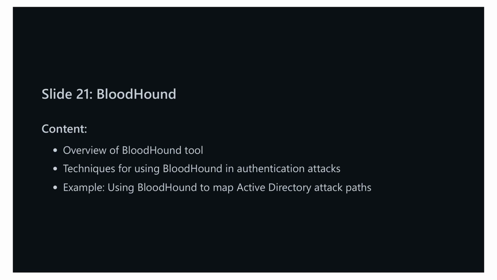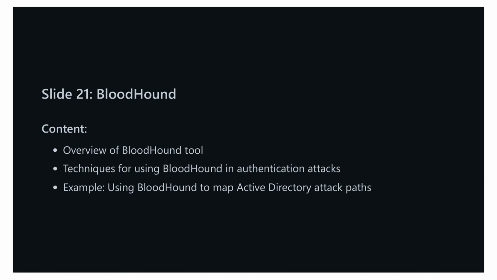This slide will provide an overview of Bloodhound, highlighting its capabilities and techniques for employing this tool effectively in authentication attacks. Bloodhound is primarily used for mapping out and visualizing relationships within an AD environment. This makes it an excellent tool for identifying attack paths and potential vulnerabilities that an attacker might exploit. Unlike traditional password crackers, Bloodhound does not brute force credentials. Instead, it helps attackers and defenders understand privilege escalations and lateral movements within an AD infrastructure.